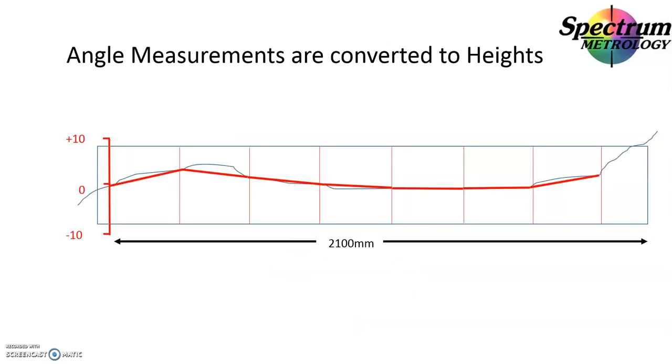That allows us to convert the angle into a series of heights along those discrete 300 millimeter base lengths to a total length of 2.1 meters. Here it shows plus or minus 10 micron straightness. You'll notice that data in between these discrete positions is not registered.